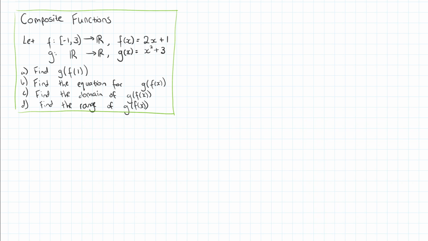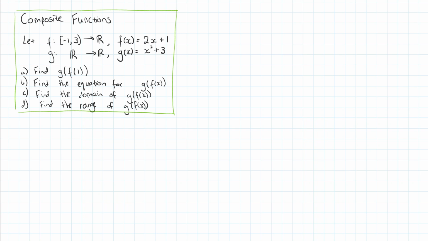Let's look at composite functions. We have two functions, the function f, which is a straight line, 2x plus 1, and it has a restricted domain. And we have a second function g, which is a quadratic, x squared plus 2, with no restrictions. Now we're going to be asked to find the composite function of these. In particular, the composite function g of f.